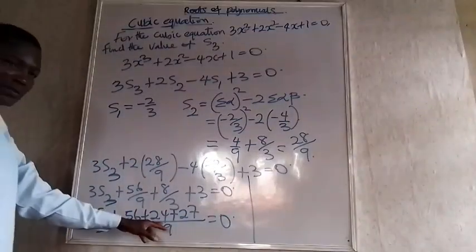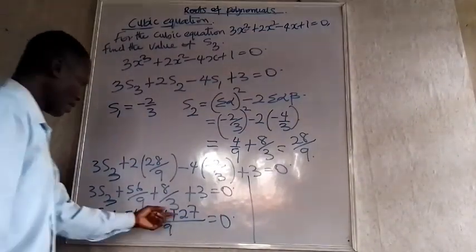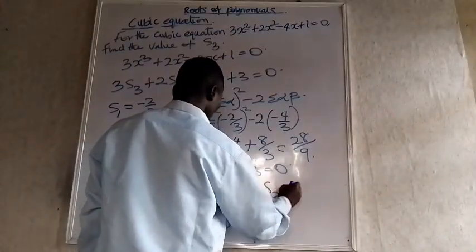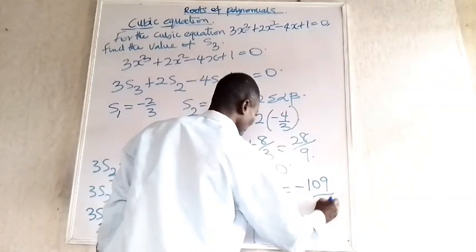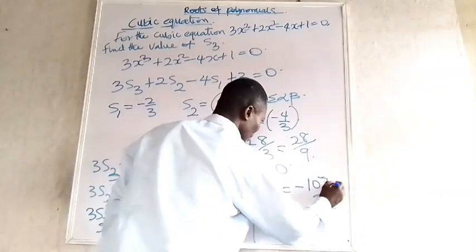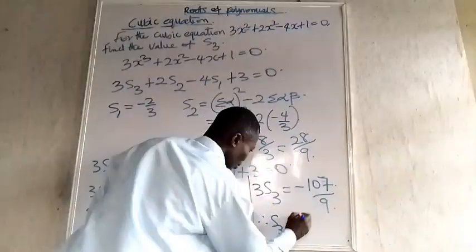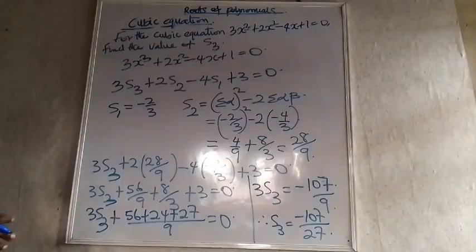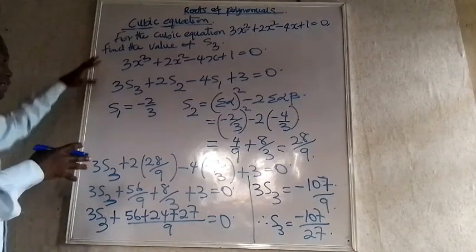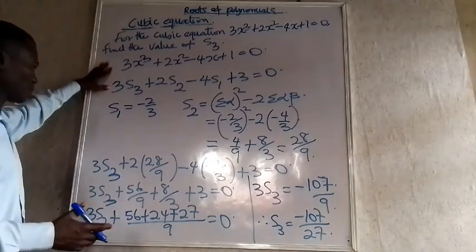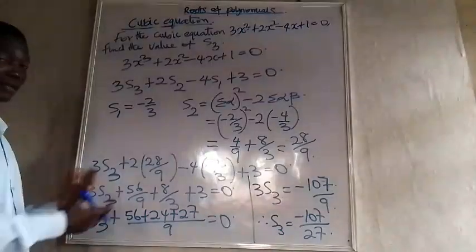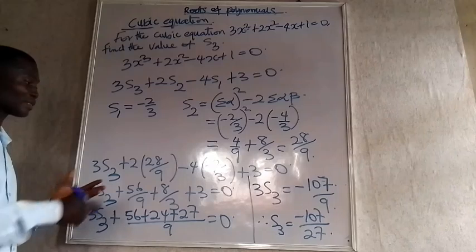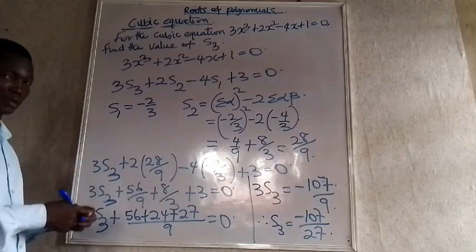So 56 plus 24, that is 80. 80 plus 27, 107. So 3s3 will be equal to minus 107 over 9. Therefore, S3 is equal to minus 107 over 27. So unless you are given the specific technique to use, you can use either of the two I have used here to get S3. And from there you can even form your equation with cube of the roots.